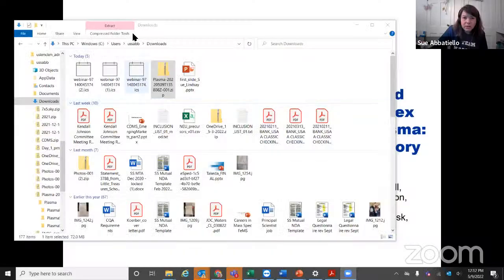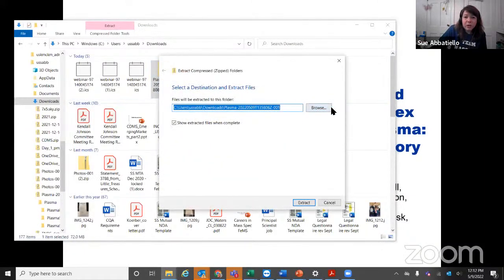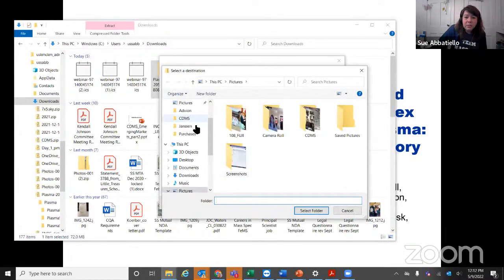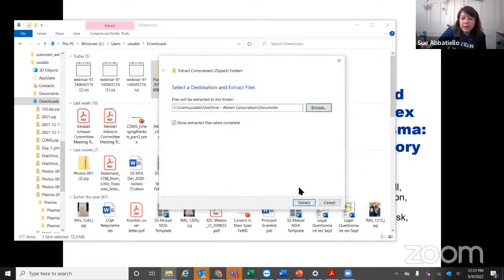Hold on, I've got to extract. Let me share just so y'all can go through this with me. So I just downloaded this from the website and I got a zip file, and I'm just going to extract all. I'm going to pick my documents folder and we'll just put it in there. Extract.